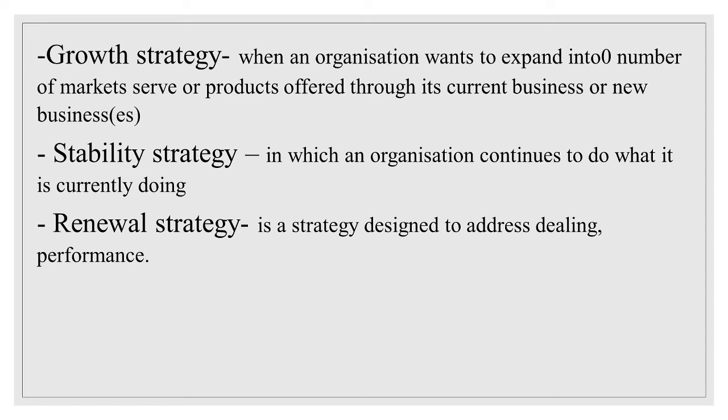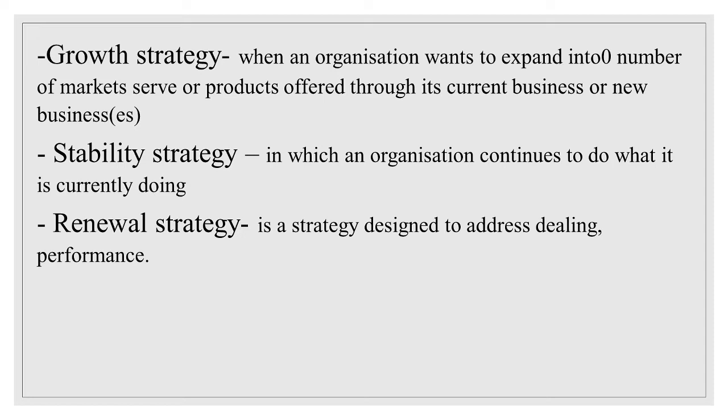The second strategy would be stability strategy, in which an organization continues to do what it is currently doing. An example of stability strategy would be the liquor industry, because it is under strict control. In this industry, there should be no change in strategy or in the production process.